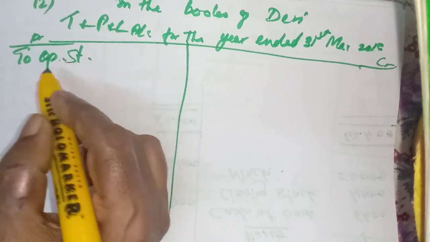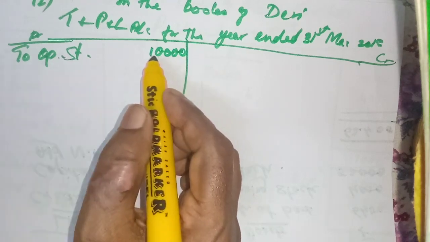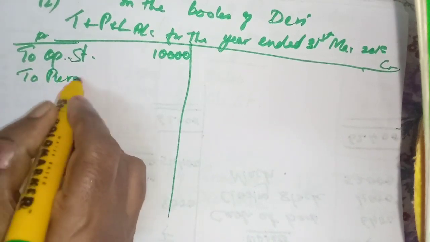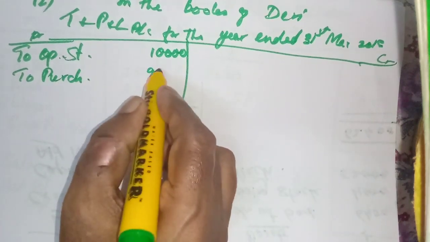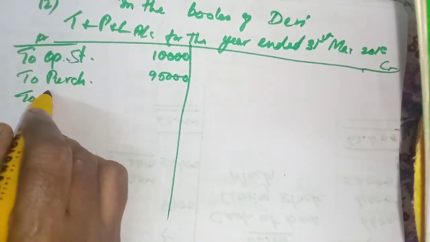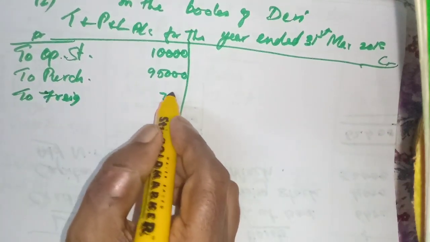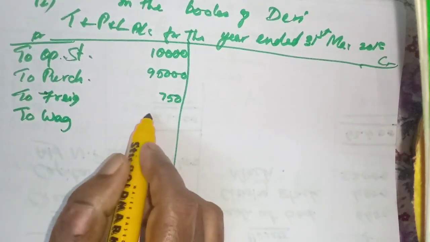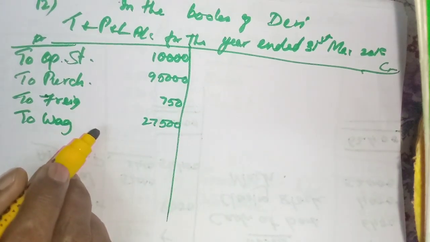Now the stock in the trial balance is called opening stock. How much? 10,000. Okay, then opening stock, then purchases. Purchases here they have given, no returns. Okay, so 95,000. Then direct expenses, only the debit side you see. Freight inward 750. Okay, then wages 27,500. Then postage is an office expense. Okay, leave it, that's all.